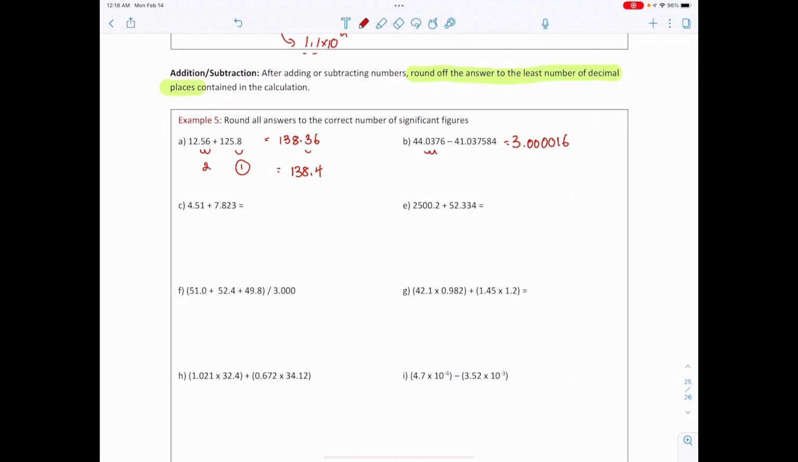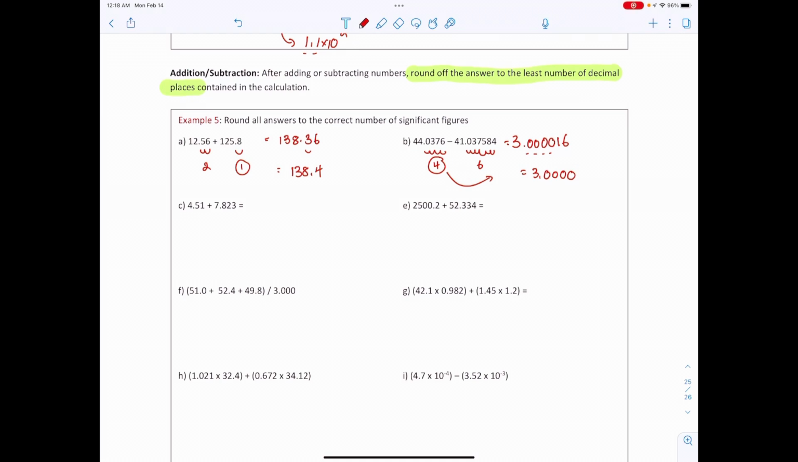Okay, let's take a look at the question. This is 1, 2, 3, 4 decimal places. 1, 2, 3, 4, 5, 6 decimal places. So we definitely want to make sure we round our answer to 4, the least number of decimal places. So this would be 1, 2, 3, 4. In other words, 3.0000.